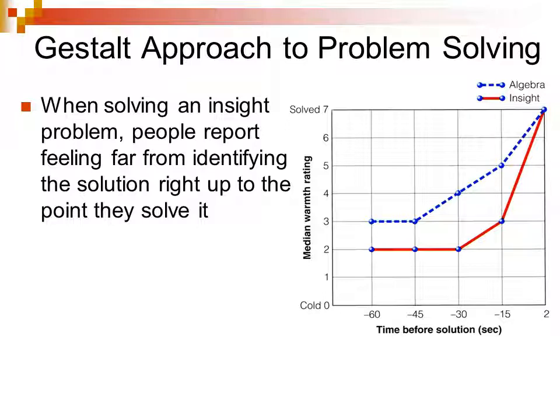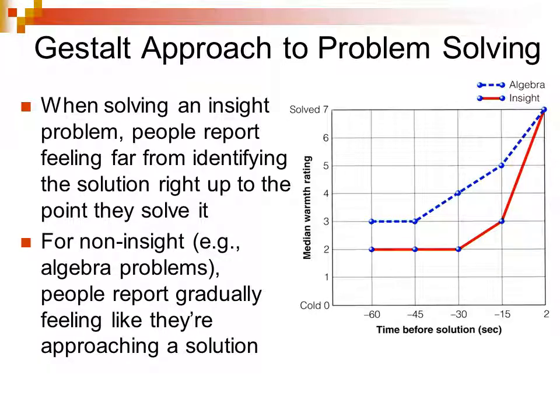For insight problems, as indicated by the red line, the warmth rating stayed low until the last 15 seconds when they jumped up suddenly. That is, people felt like they were far from solving the insight problems until right before they did so. On the other hand, for non-insight problems like algebra problems, people report gradually feeling like they're approaching a solution. So in the graph, the blue line, representing non-insight problems, gradually rises as people get closer and closer to solving the problem. That is, participants' warmth ratings gradually increase as they feel like they're continuously getting closer to solving the problem.